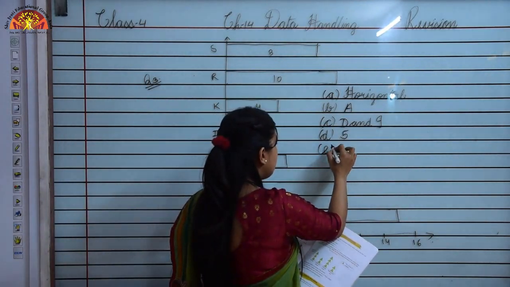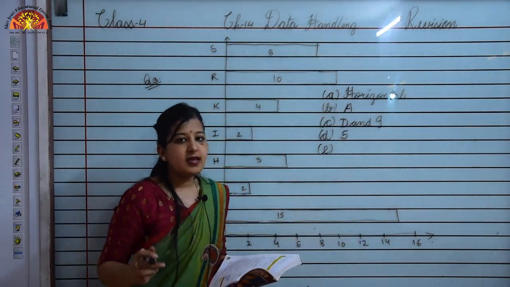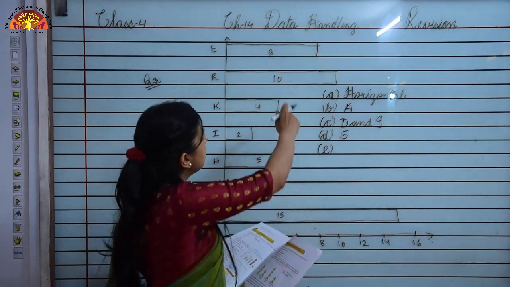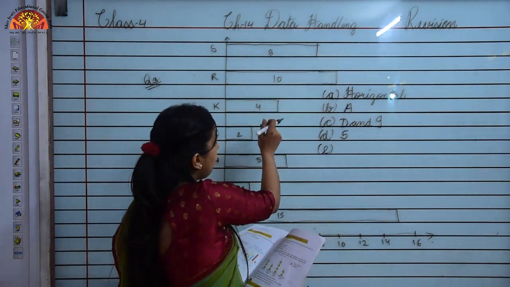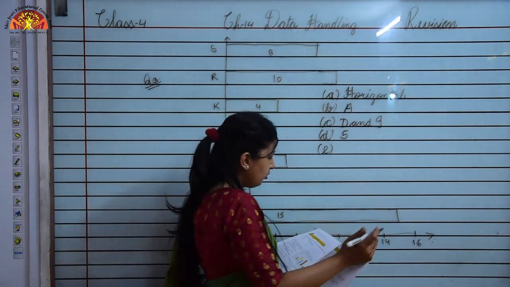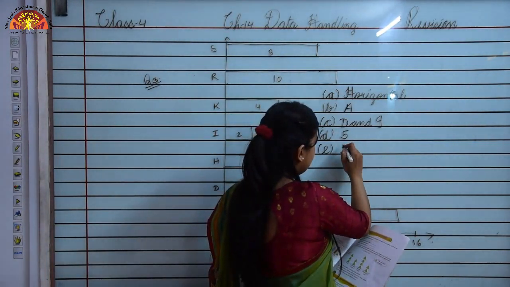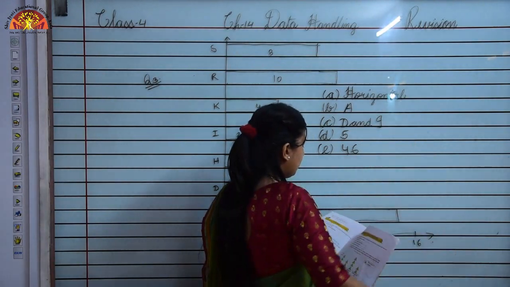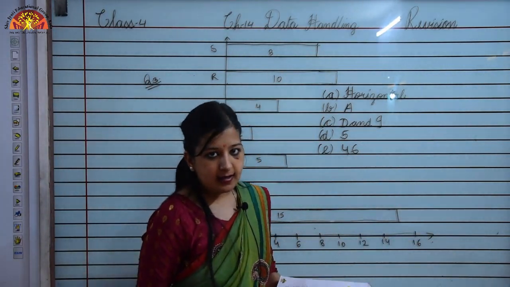Now E part of this question is, how many students are there in the class? So students, 8 plus 10 plus 4 plus 2 plus 5 plus 2 plus 15 equals 46. Fine. So 46 students are there in the class.